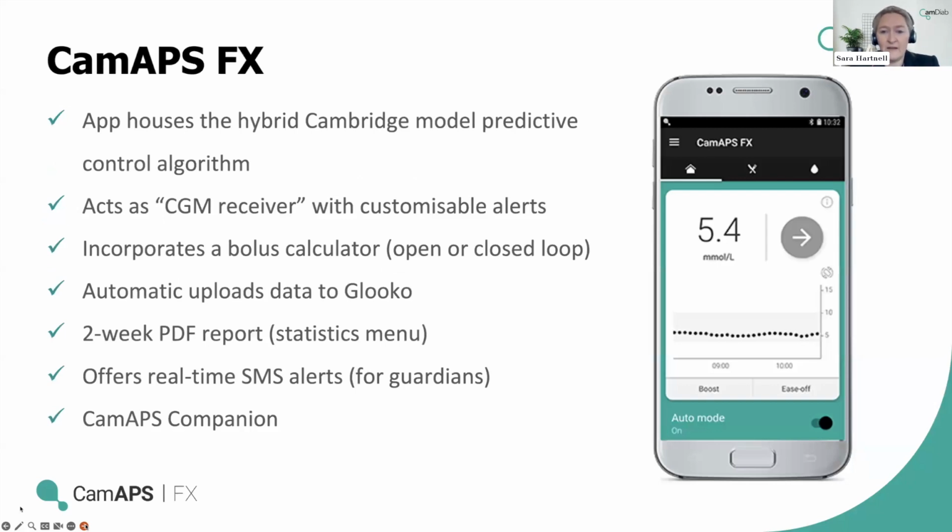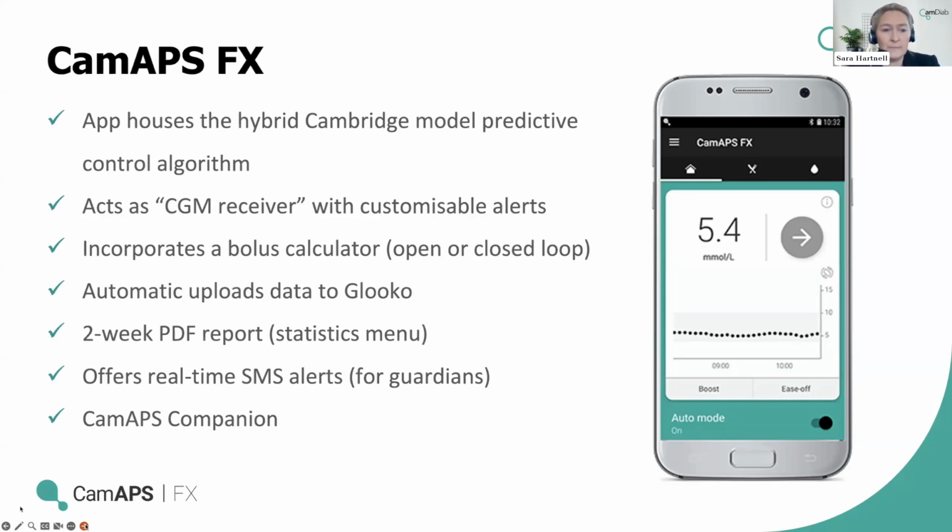The CamAPS FX algorithm itself, the app houses the hybrid Cambridge model predictive control algorithm, and the app itself acts as the CGM receiver. So you see all the glucose data coming through with all the standard customizable alerts that you'd expect from Dexcom G6. It incorporates the bolus calculator, and it's important to know you can use the bolus calculator in open or closed loop. So if someone is out of auto mode while they're changing their sensor, for example, that's fine. You can still use the bolus calculator in the app to deliver a bolus.